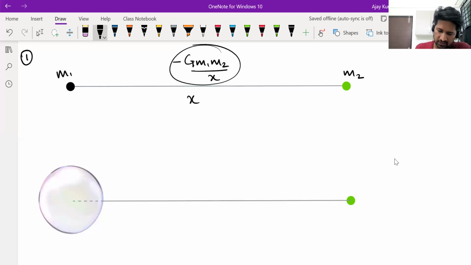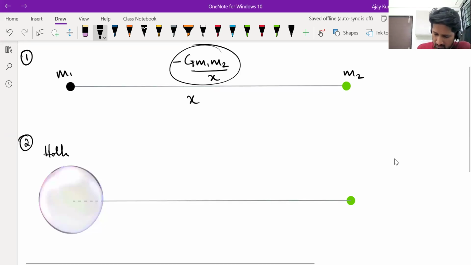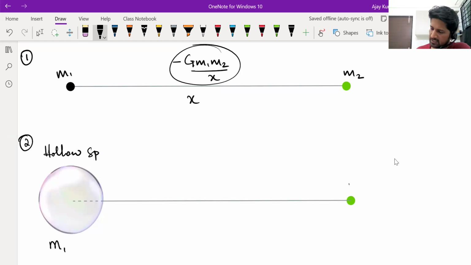Now in the second case here, you assume this is a uniform hollow sphere. Assume its mass is m1. The other mass is m2, and clearly the other mass is outside the hollow sphere. Now assume m2, the particle m2, is brought from infinity to this distance. It is always outside the sphere.